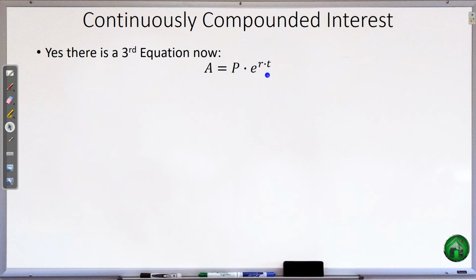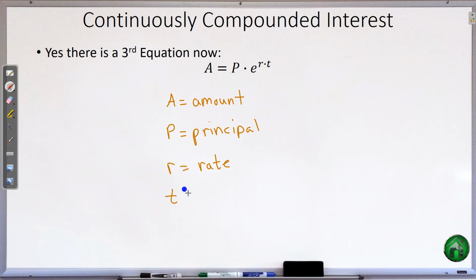So here it is. We got some familiar letters and we got a new letter. A is the same. That's still the amount. P, that's also the same. That is still your principal. That is what you start with. R, that is still your rate as a percent. And T is still time. That is in years. And we have our last variable, E.